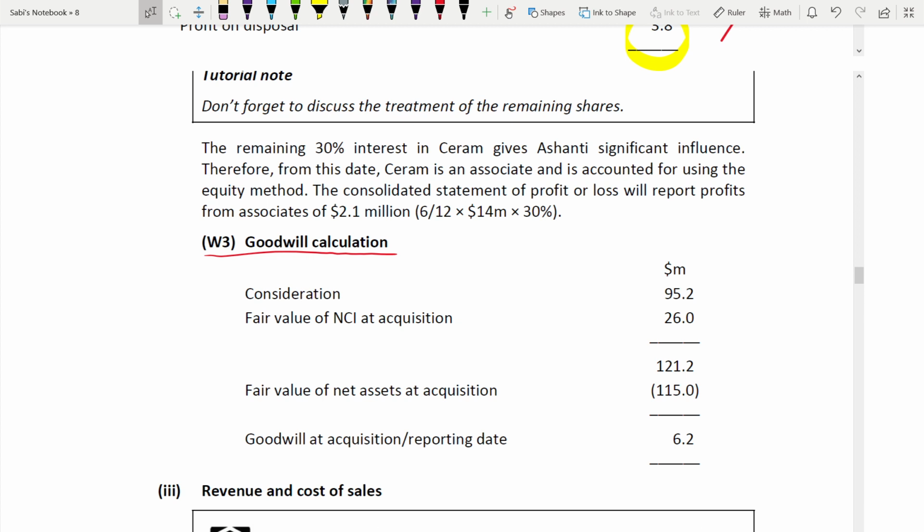So starting here also same template. You start with dollar million, then remember the formula for goodwill. Then you can quickly do it. It is consideration plus fair value of NCI minus fair value of net assets at acquisition. So how much is the consideration?